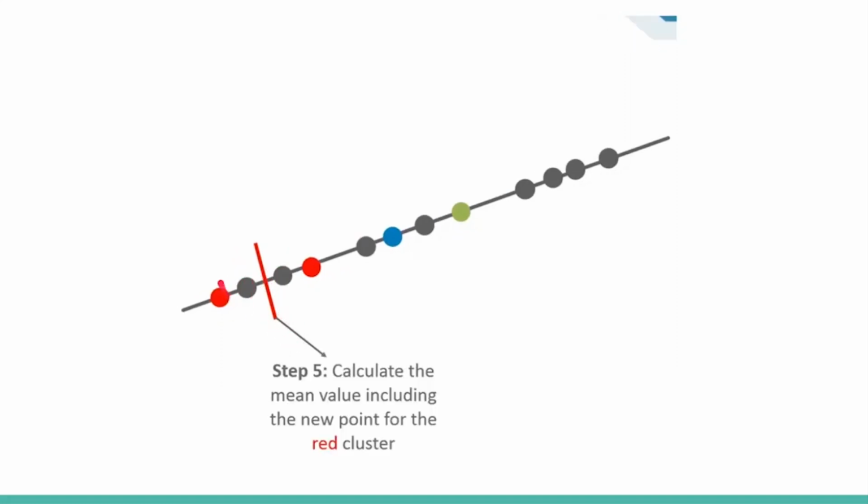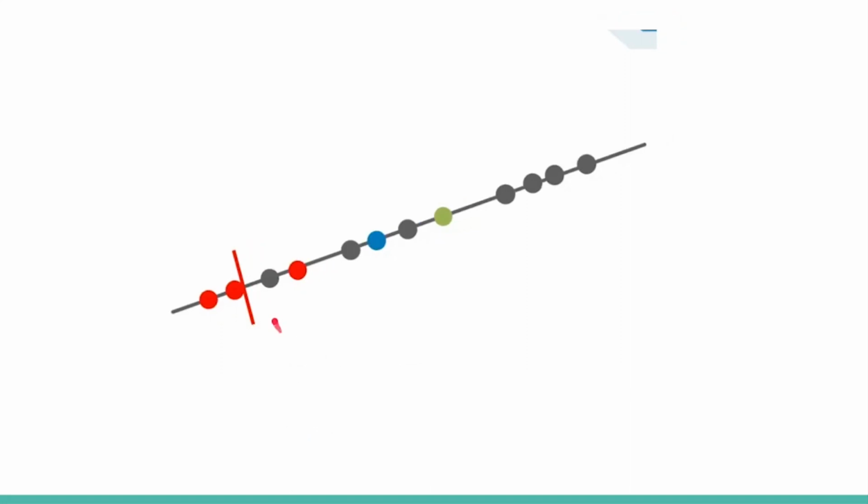So next we move on to point 2. We first find the distance from point 2 to the red cluster, that is the red mean, and we find the distance from this point to the blue cluster, and next we find the distance from point 2 to the green cluster. We know that the distance between point 2 and the red cluster is near, so we assign point 2 to the red cluster. Then we calculate the new mean. So the new mean would be shifted towards the part where two data points are there.